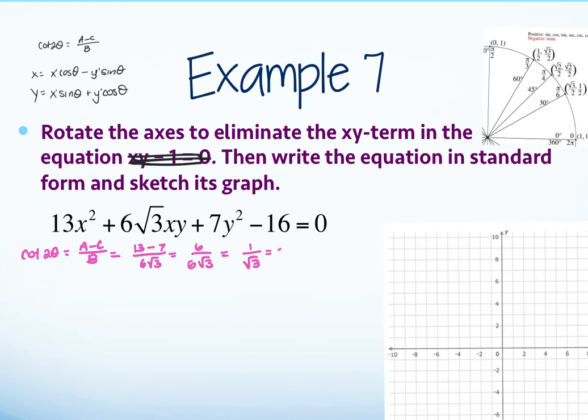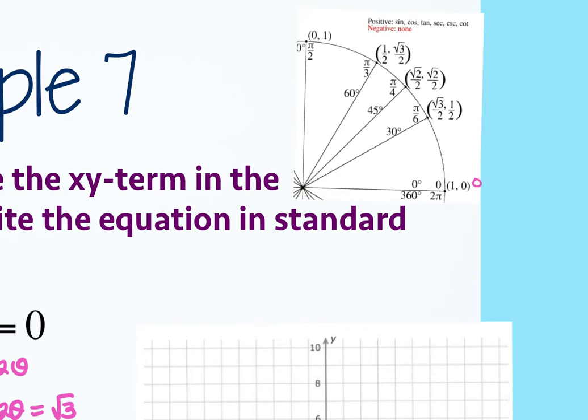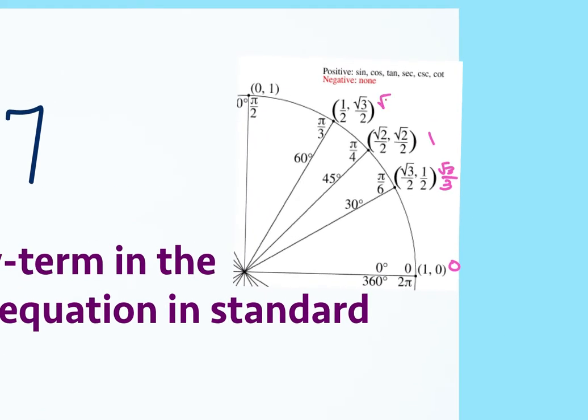So this is cotangent of 2 theta. But if you've memorized your tangents, then I would want to do it as tangent of 2 theta, and it's going to equal the reciprocal, which is root 3. Because tangent's the ones that you know on your unit circle. If you do what we did yesterday, which is take your unit circle and add on the tangents, which would be 0, root 3 over 3, 1, root 3, and undefined, those tangents you already know.